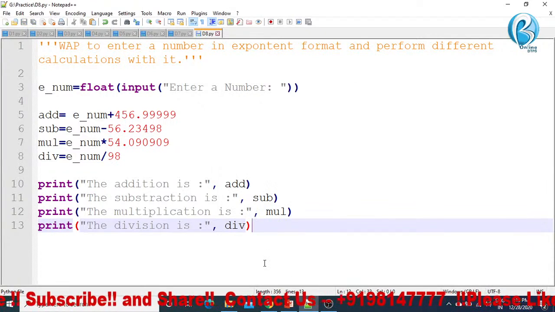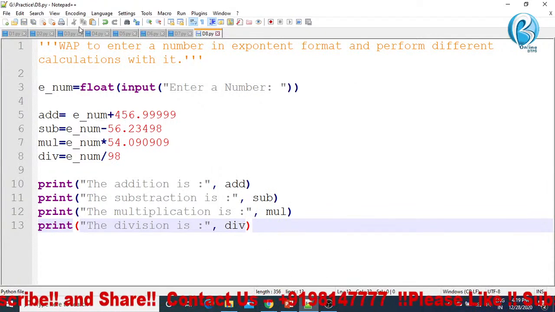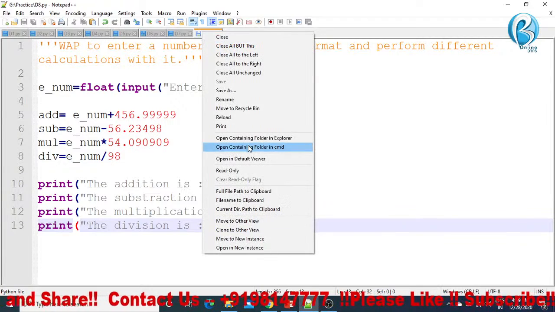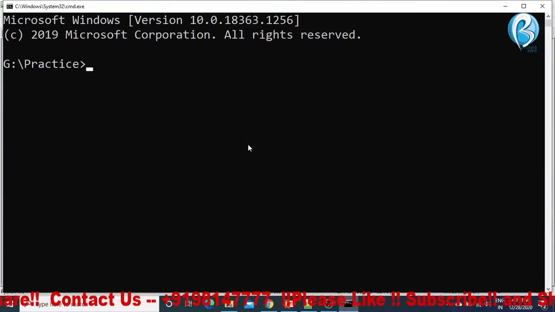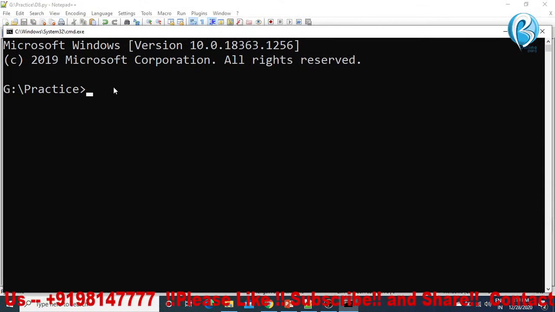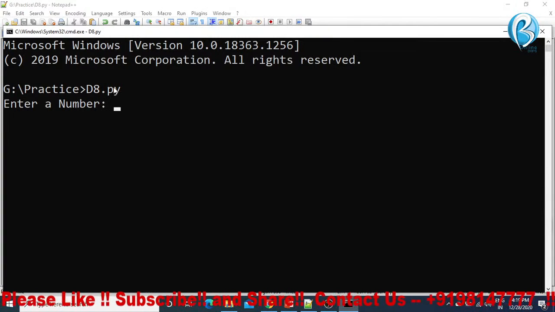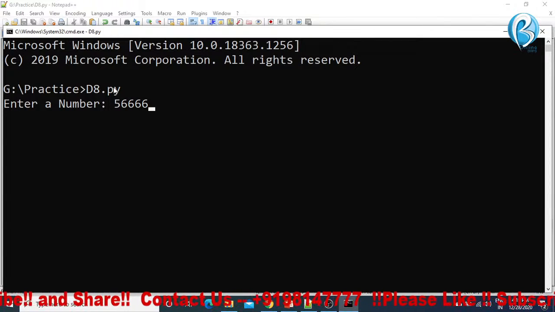Okay, so let's run and check. Open in CMD, so d8.py. Enter a number, what is it? 56666.98 e to the power 67.